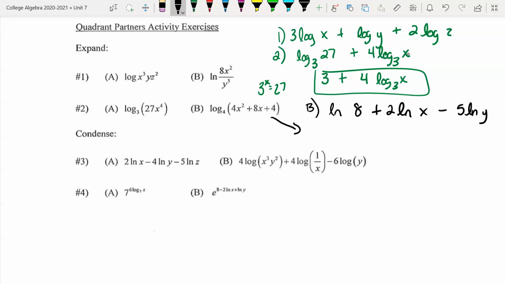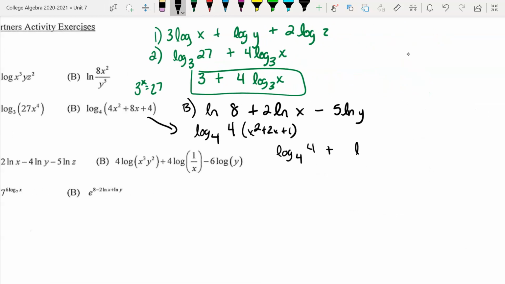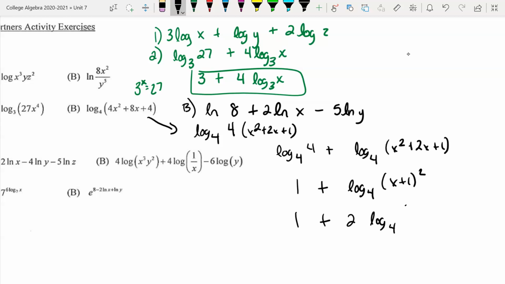The second one, log base 4. I can factor out a 4, and I'm going to have x squared plus 2x plus 1. So I'm going to split up into log base 4 of 4 plus log base 4 of x squared plus 2x plus 1. So this is going to become 1 plus log base 4 of x plus 1 squared, which would be 2 log base 4 of x plus 1.